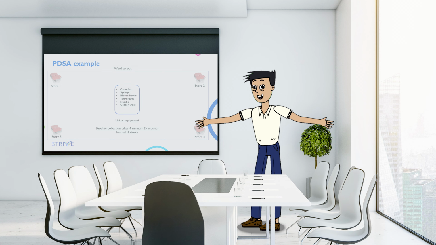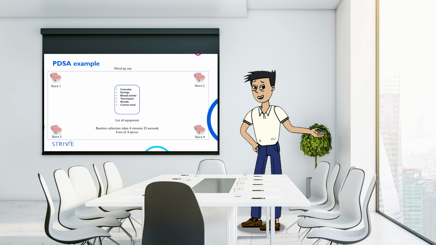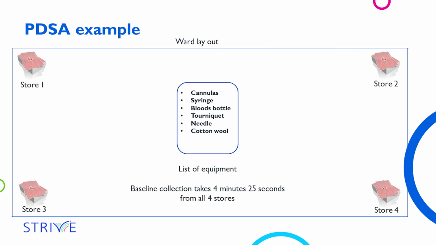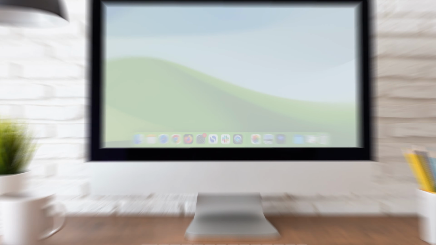Imagine the list at the center of the slide is an equipment list of the stock that you need to collect for a patient procedure. Each of the stores that are surrounding the equipment list could potentially house a piece of equipment that you need. Hypothetically, on round 1, you go and collect all the different pieces of stock you need from the 4 stock rooms, and it takes you a total of 4 minutes and 25 seconds. So this is going to be the example we're going to utilize.